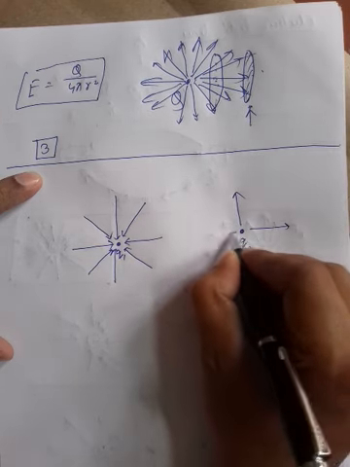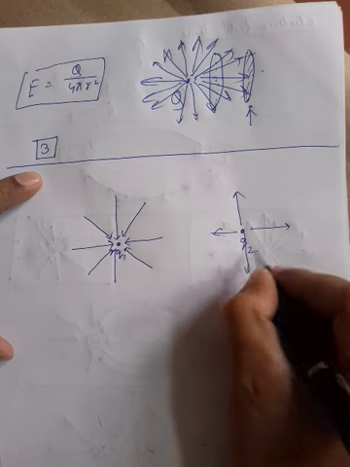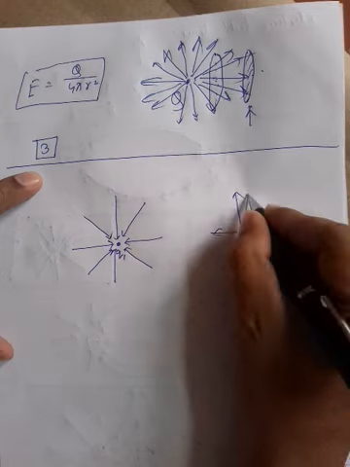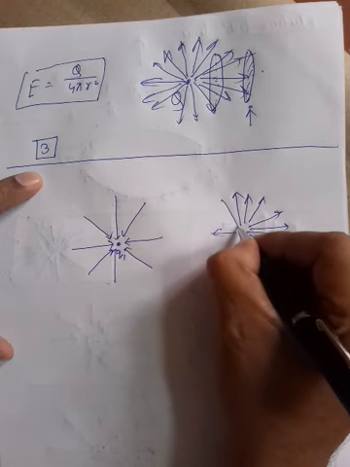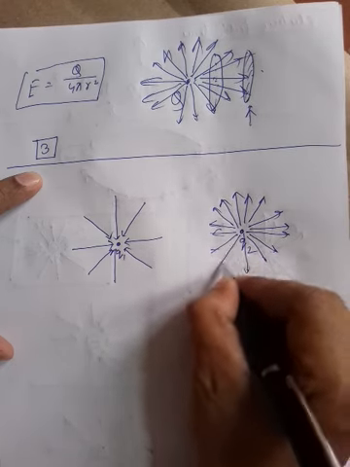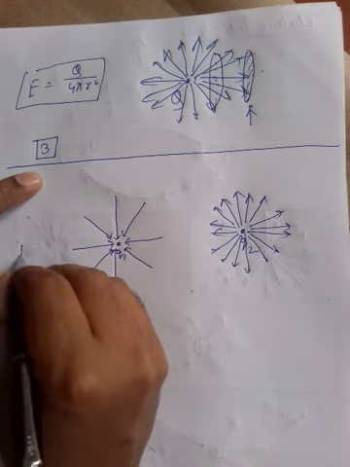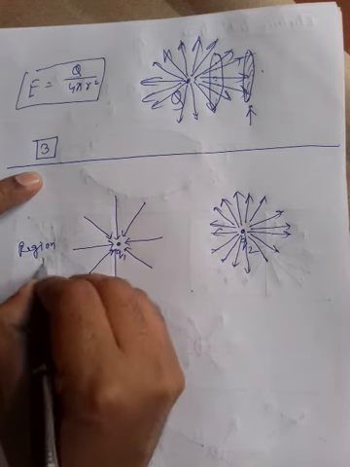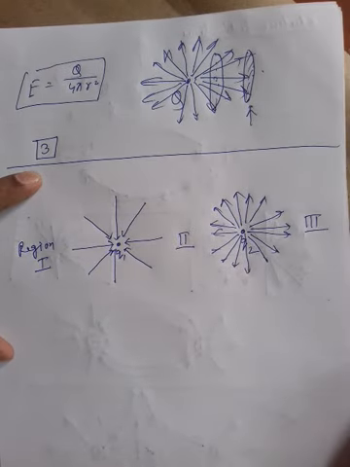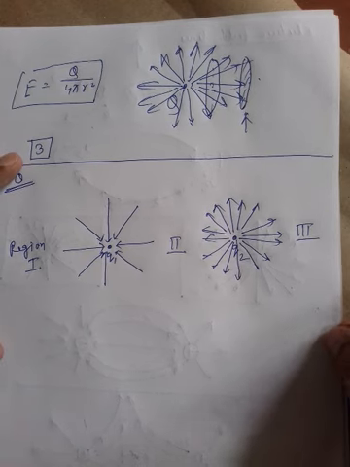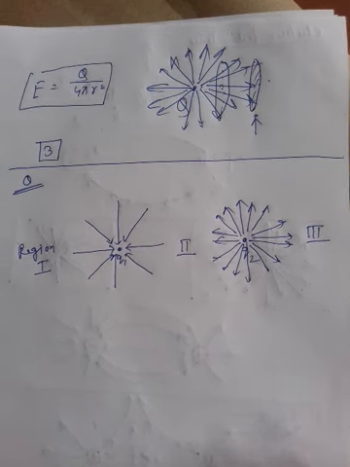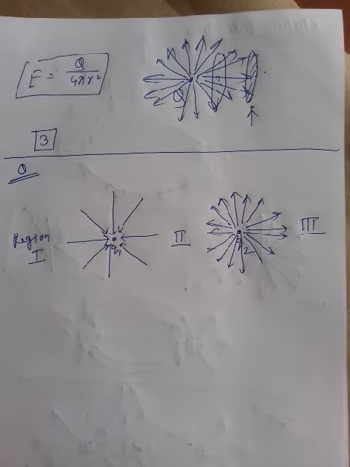Figure shows 2 point charges with their lines of force. Identify the region where electric field due to them is zero. Okay, this is the question.